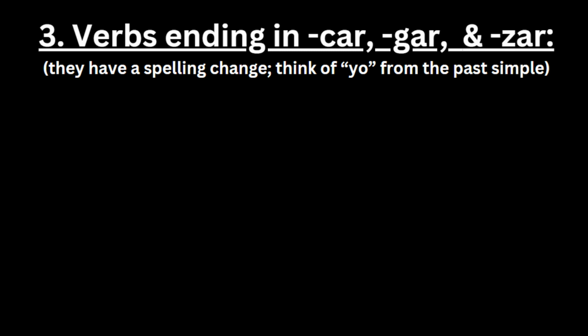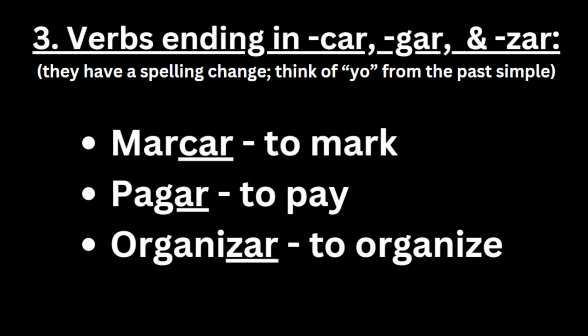The third concept of the present subjunctive is verbs that end in car, gar, and sar. And these verbs have a spelling change in every conjugation. An easy way to memorize them is by using the irregular conjugation of the yo pronoun from the past simple. To make your learning much simpler, I'm going to use one verb from each category to show how the system functions. Let's take the verb marcar.